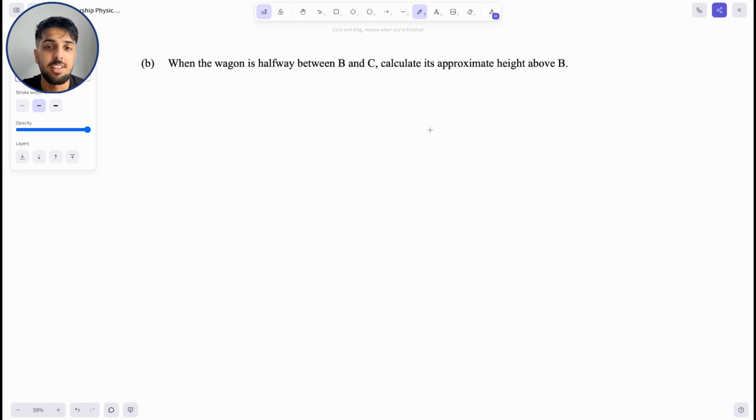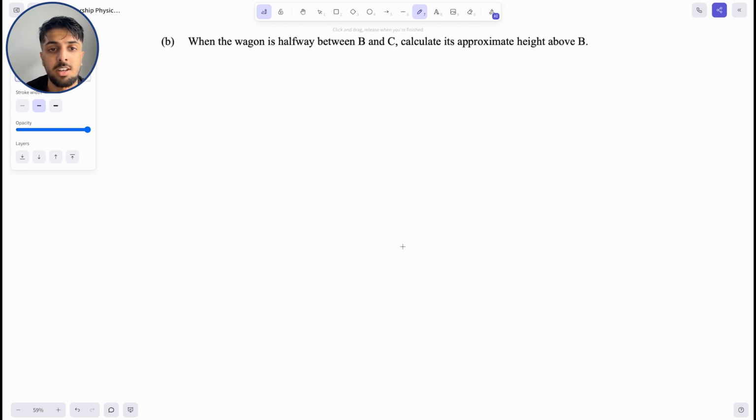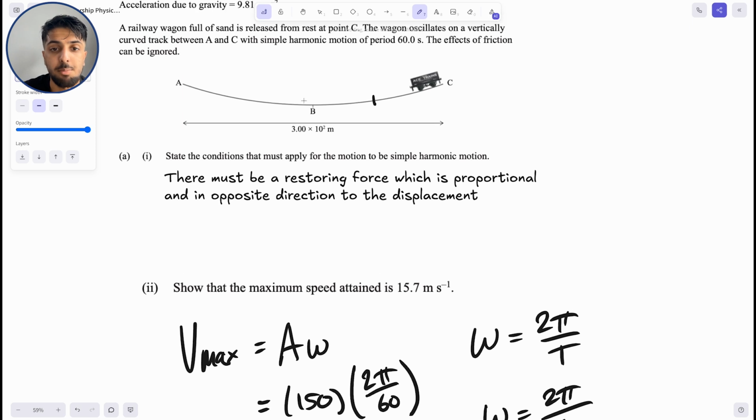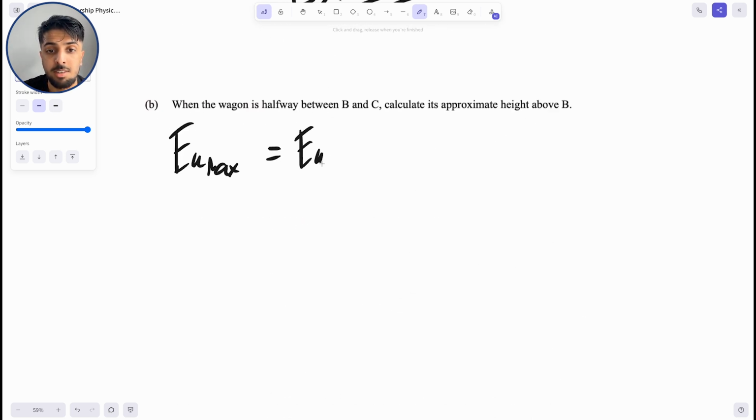There we go. When the wagon is halfway between B and C, calculate its approximate height above B. Okay, so halfway through B and C, that's right there. At this point, using conservation of energy, we can say that our EK max will be at point B, right? Because at point B, we have the lowest gravitational potential energy and it's moving the fastest, so we'll have the highest kinetic energy.